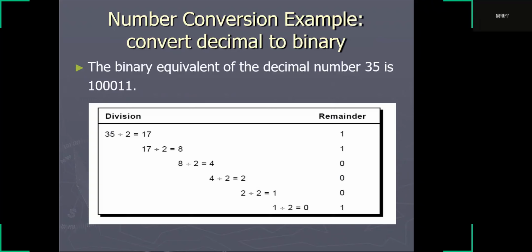So repeat the process. 17 divided by 2, we get the result 8, remainder is 1. So repeat the process, and we can read the remainders and write the result as binary 1000001.